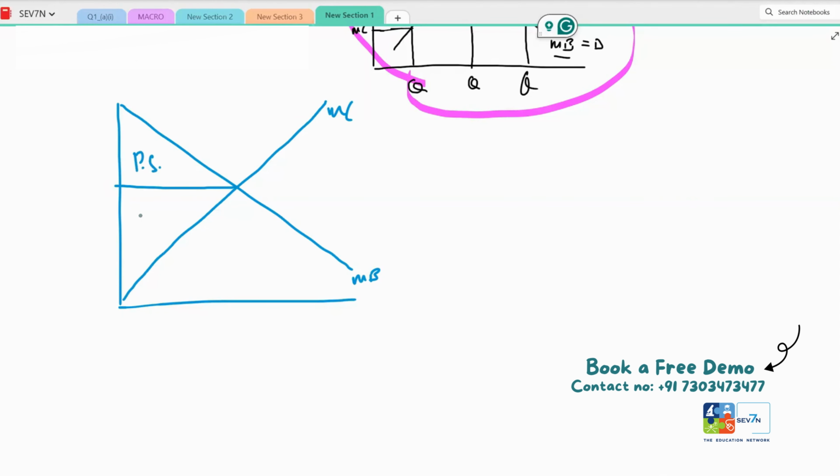ये प्रोड्यूसर सरप्लस होता है. सॉरी. दिस इज द कंज्यूमर सरप्लस एंड दिस इज द प्रोड्यूसर सरप्लस. और इन दोनों को मिला के क्या बनता है? सोशल सरप्लस. So can we say at allocative efficiency, social surplus is the maximum? इस point पे social surplus is the maximum. Both consumers and producers are benefiting. Can we say that?